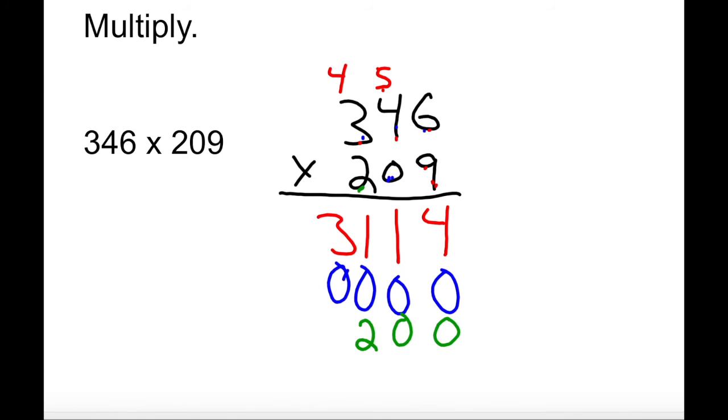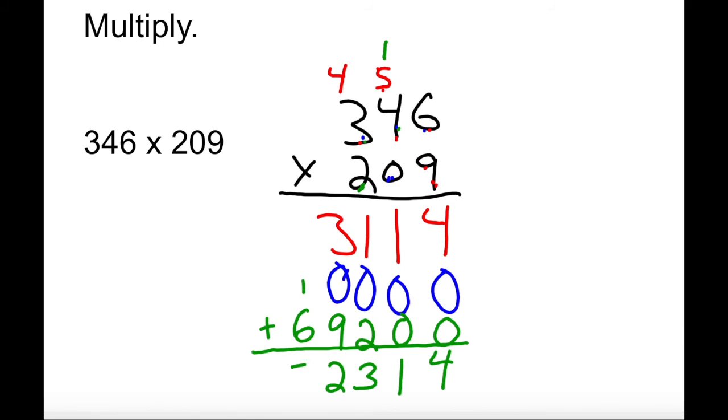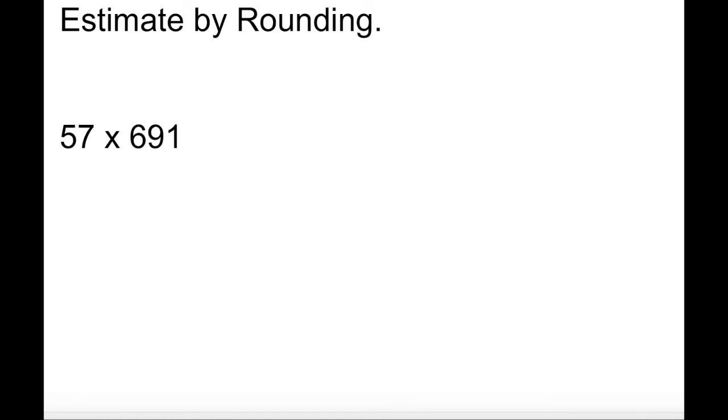2 times 6 is 12. I have to regroup. Put the ones below, regroup the tens, multiply first, then add your regrouping. 2 times 4 is 8 plus 1 is 9. No regrouping. 2 times 3 is 6. Add them together. 4, 1, 3, 12. Regroup. 7. 72,314.